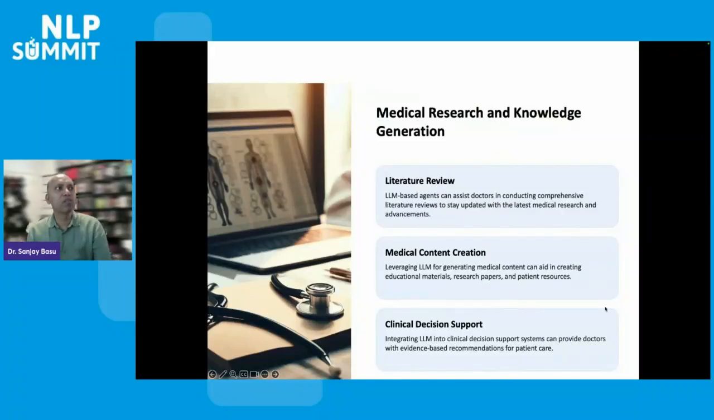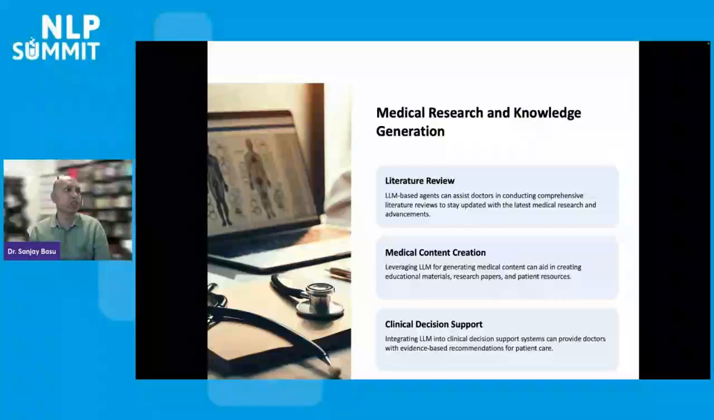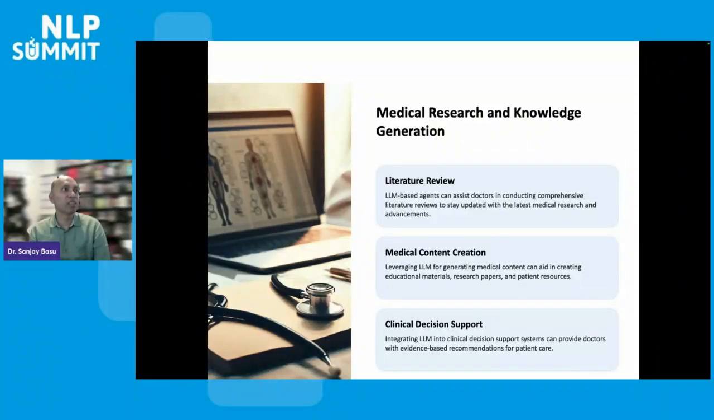The second use case is medical research and knowledge generation. We have used JSL MedMX to do literature review. So these agents can actually assist doctors in conducting comprehensive literature reviews to stay updated with the latest medical research and advancement.